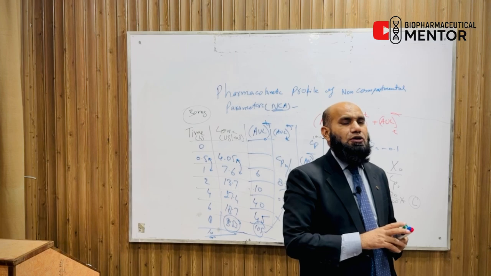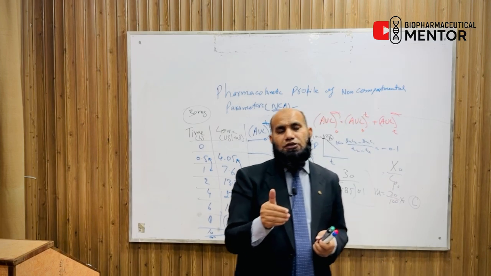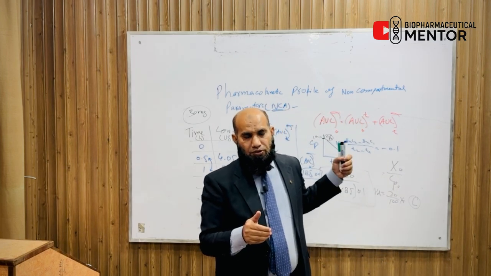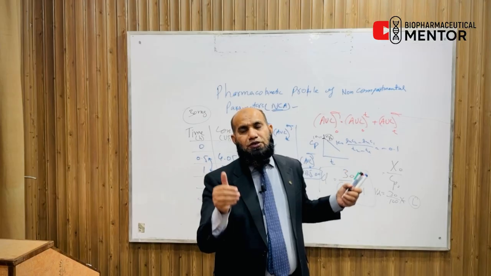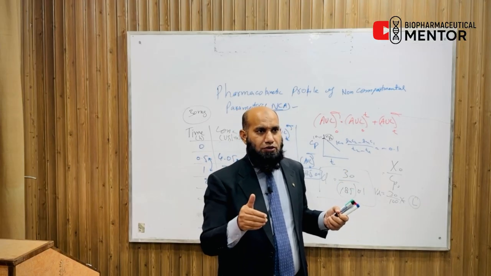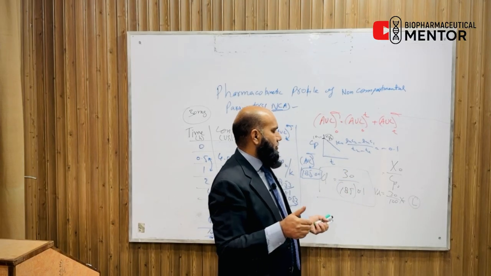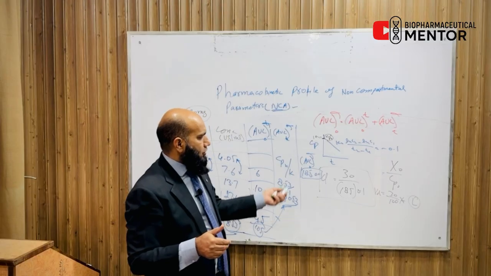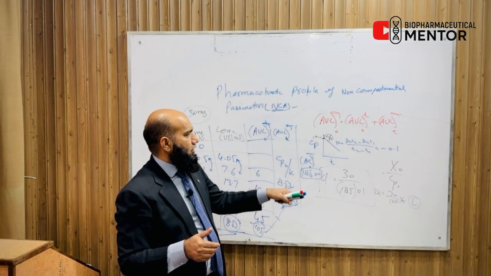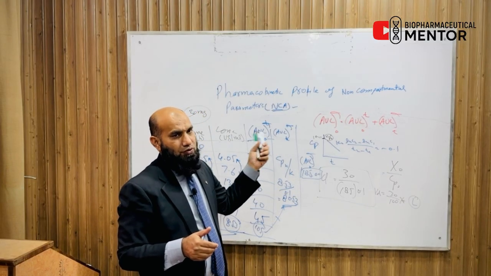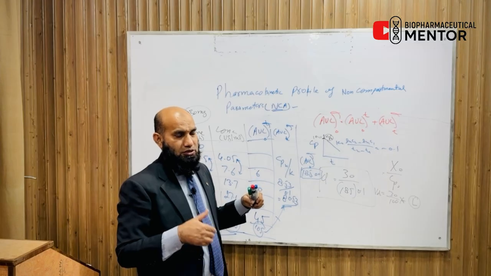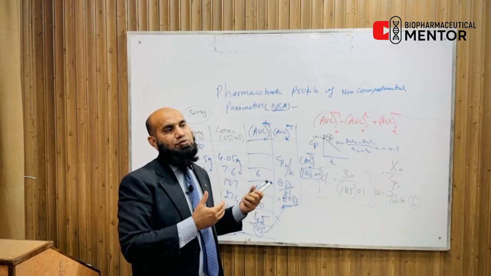Volume of distribution is the basic type in which we assume the hypothetical volume in which drug gets dissolved is called volume of distribution. So volume of distribution, VD, and clearance will give us the concept of other parameters which we require.